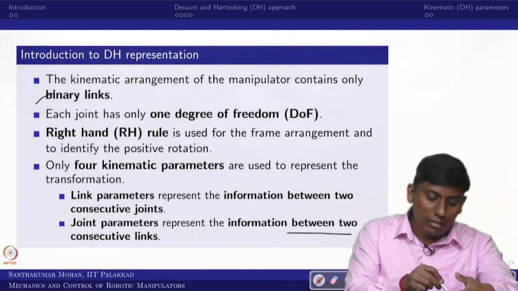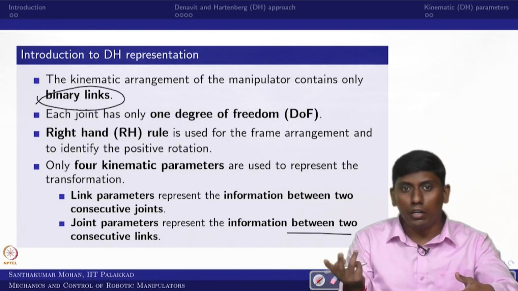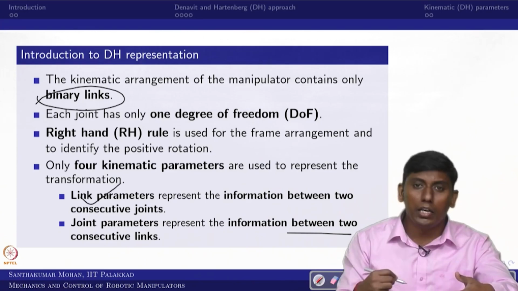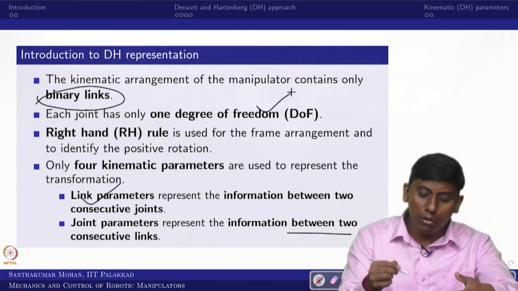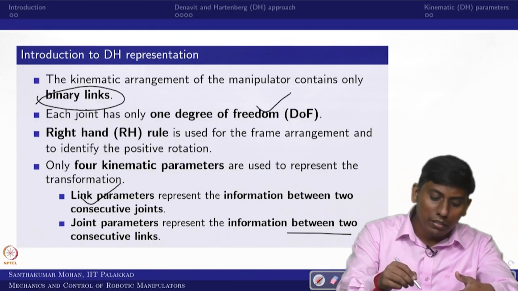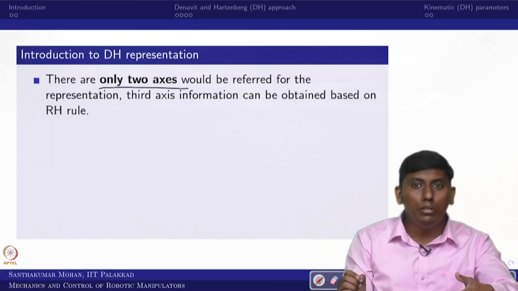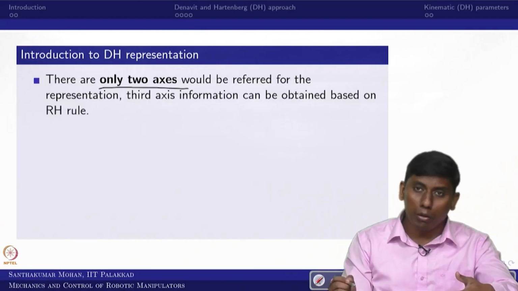So first thing, it is a binary link. So if you take any link, that would be having 2 joints, so the joint information can be given as link parameter. If you take any joint that is 1 D of freedom, then that would be having 2 consecutive link information, right? So we will see in detail. So in that sense, what we can see, only 2 axes are sufficient to represent this Denavit-Hartenberg.